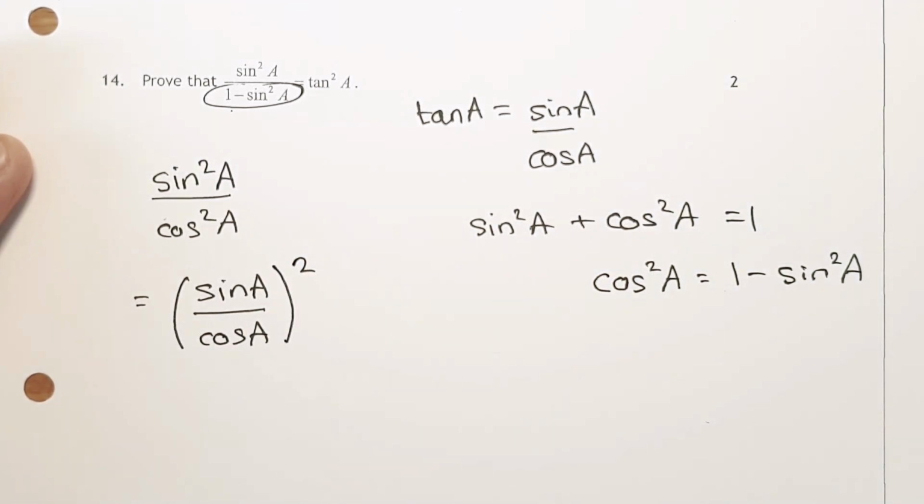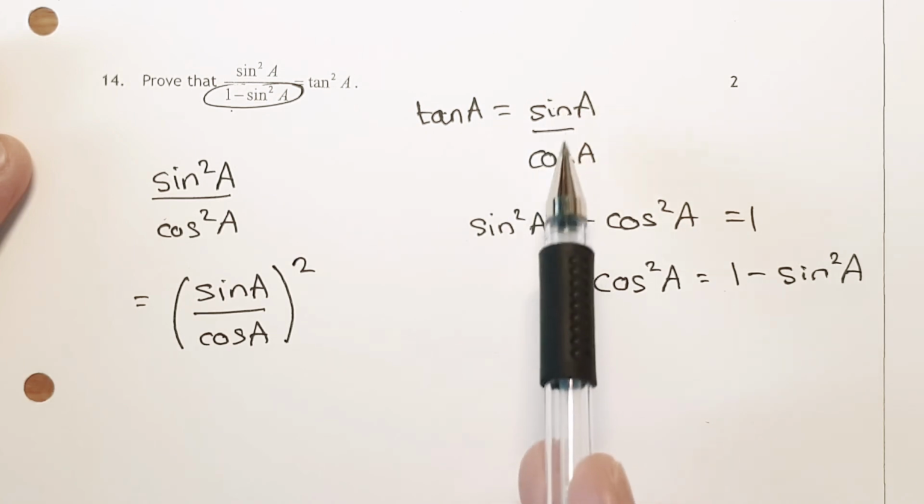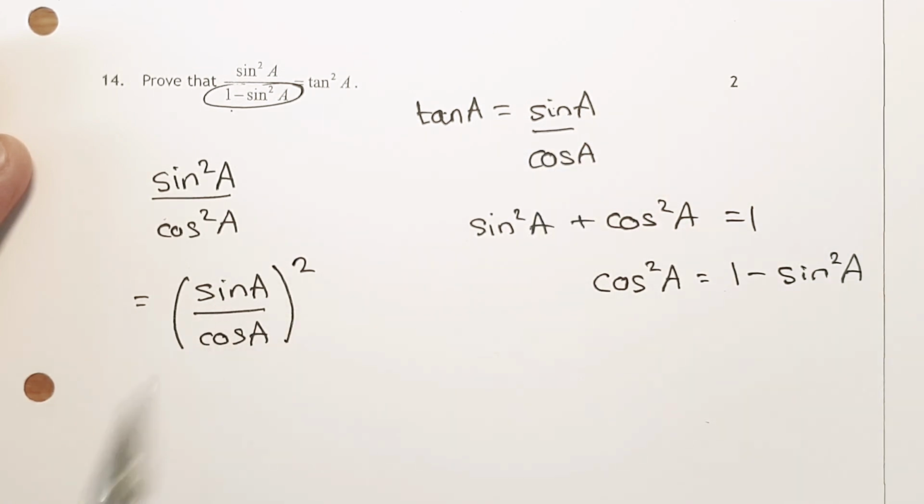Now looking at the second trig identity, we know that tan A is sine A over cos A. So this fraction here, I'm going to change it into tan A.